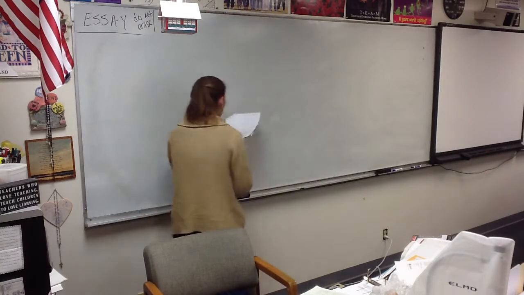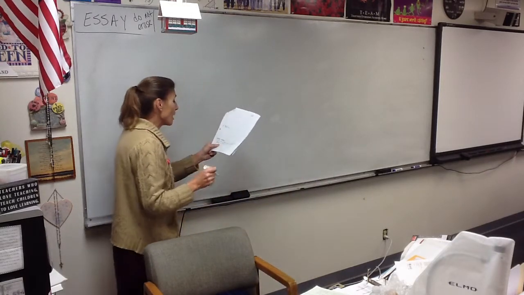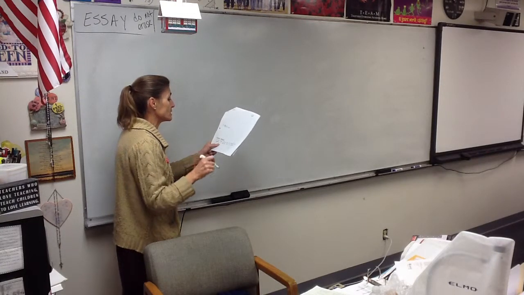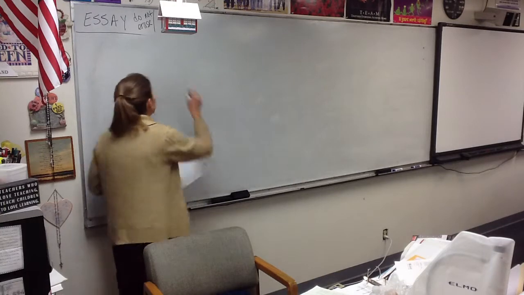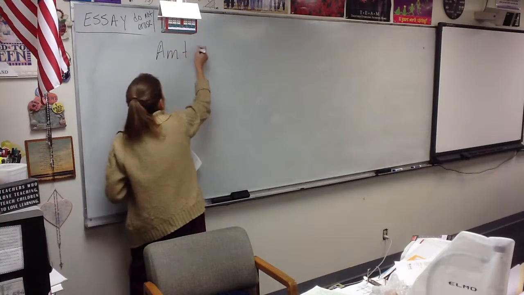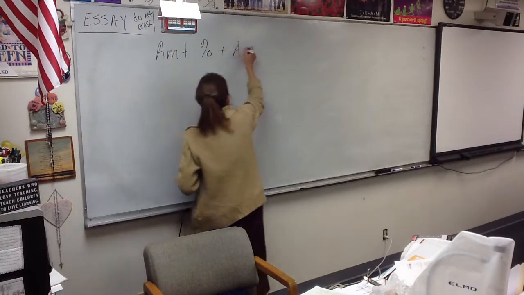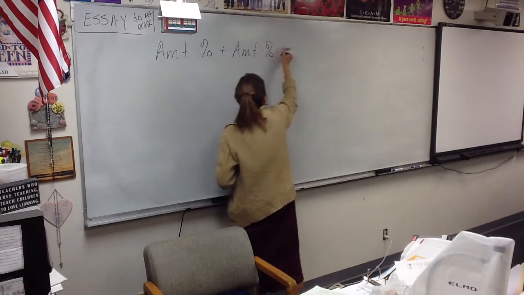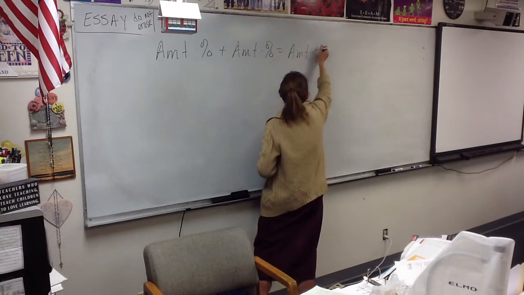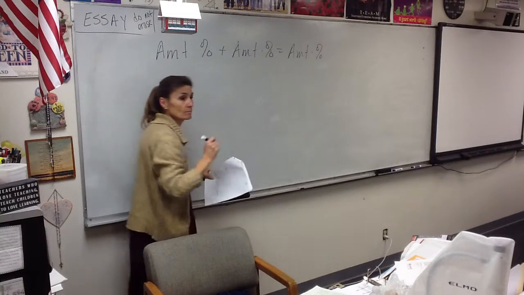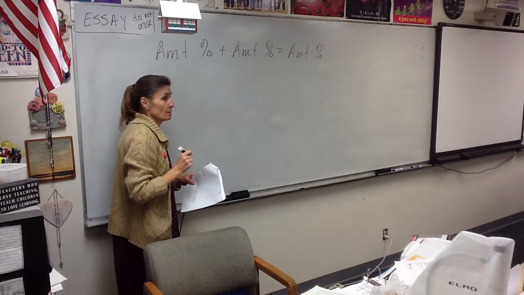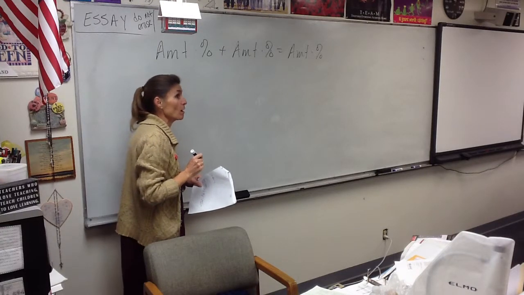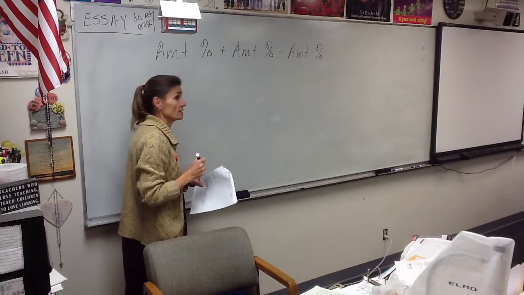So we're looking on page 23, problem number 1. How much 12% orange juice needs to be added to 5 gallons of 15% to get a 14% solution? So I'm going to write down amount times percent plus amount times percent equals amount times percent. Okay, every time we have a mixture problem, I want you to start with this format.